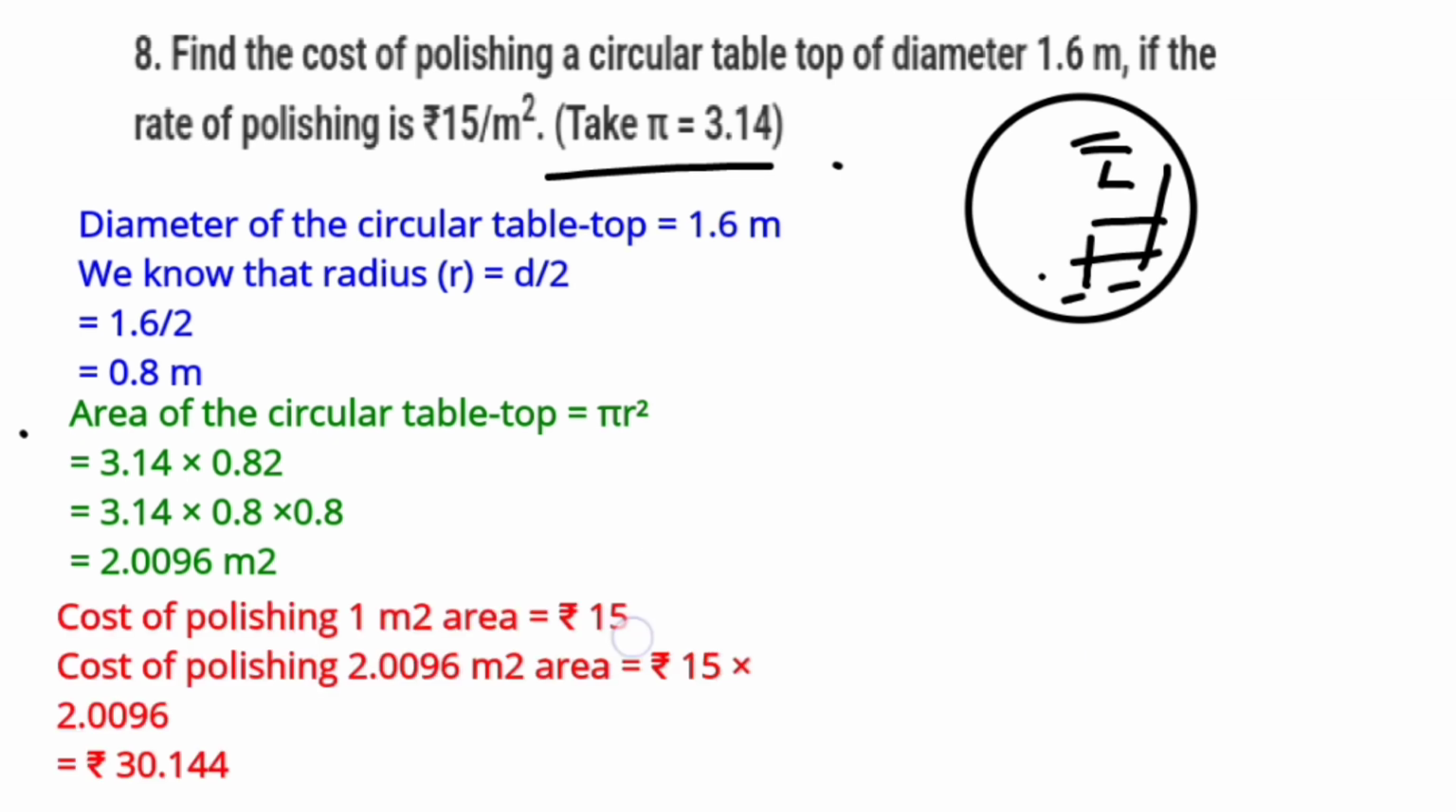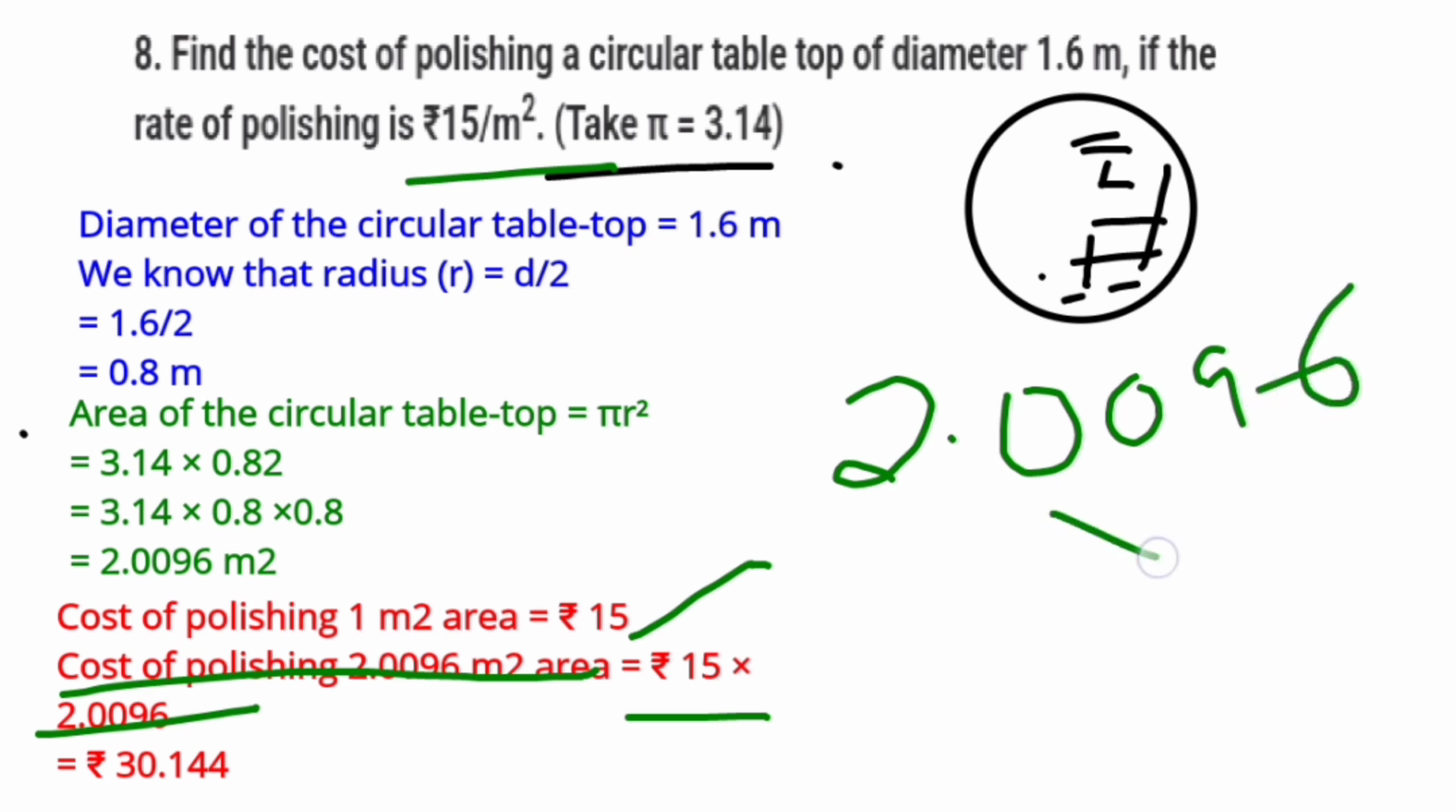It is given that the cost of polishing 1 meter square is 15 rupees. So we have written it. Next we need to find out the cost of the area calculated. So the cost of polishing the given area, which we have calculated, is 15 into the area. So let's calculate it.